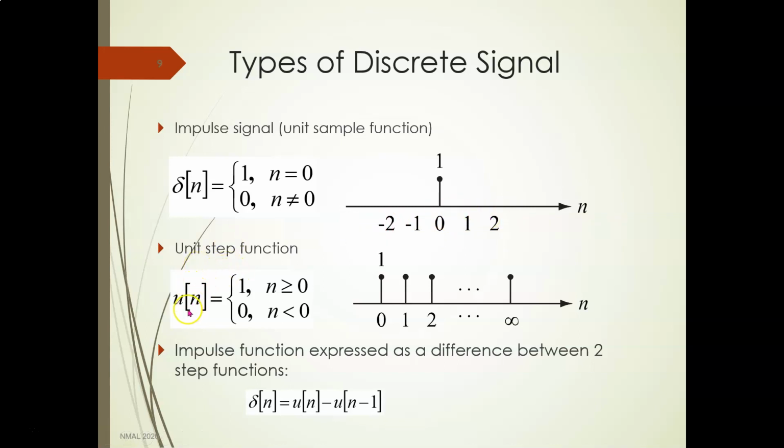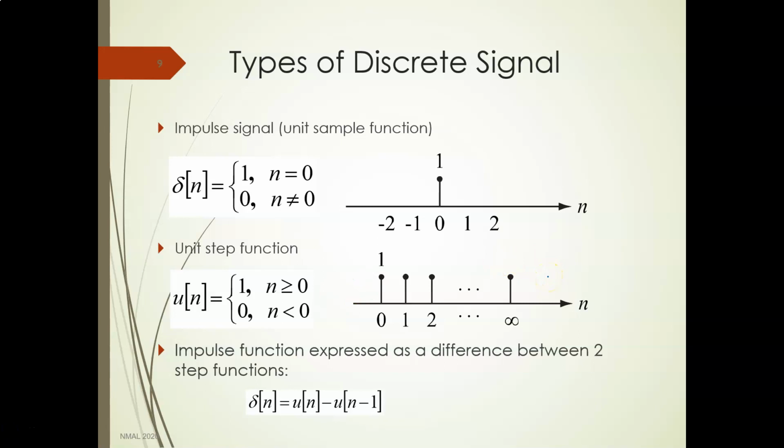And u[n] is equal to 1 when n is bigger or equal to 0. It means that starting from n equal to 0, the amplitude here is 1. And u[n] is equal to 0 when n is less than 0. There is no value when n is less than 0. So one thing you have to remember is, for the discrete unit step function, the amplitude 1 starts from n equal to 0.